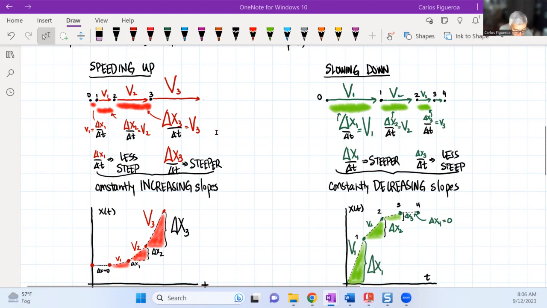But if I start to look at this in the language of graphs or plots, we could see here that delta x1 over delta t, that rise over the run, has to be less steep, because that's what we mean by the slope. Whereas if I go from 2 to 3, that's a bigger displacement, so that has to be a steeper slope. So what we're seeing here is that because the object is speeding up, we constantly have increasing slopes.